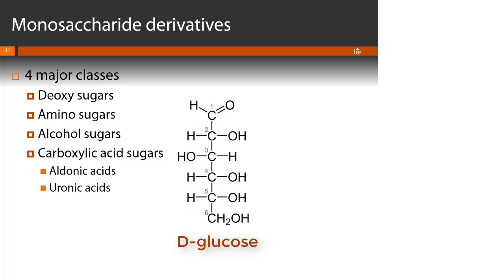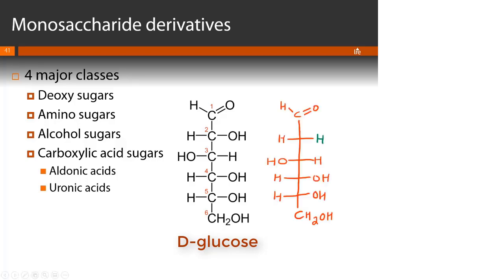A deoxy sugar is where you replace one or more hydroxy groups on a sugar with a hydrogen. So for instance, we could replace the hydroxy group at carbon 2 with a hydrogen, and that would give us this molecule, which we would call D-2-deoxyglucose.